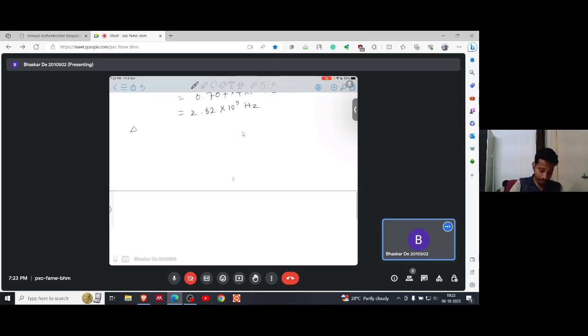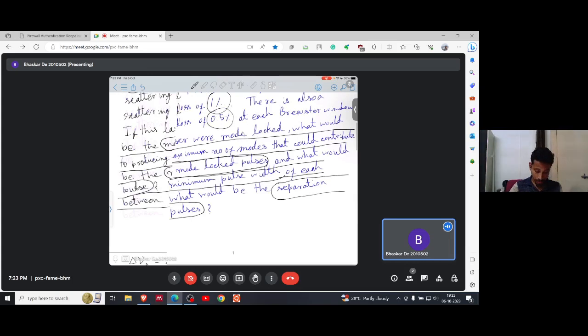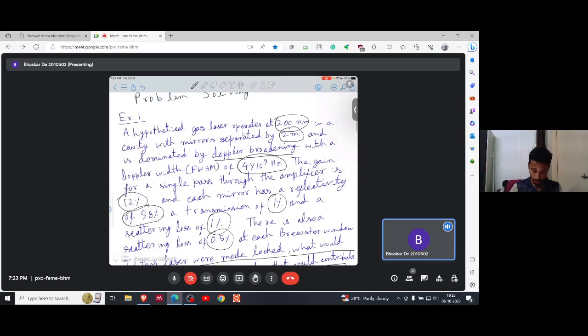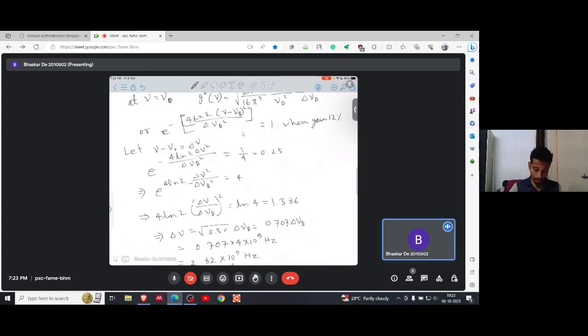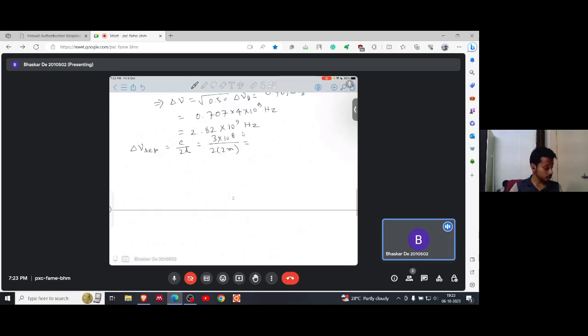Now delta nu shape is c by 2d, which is 3 into 10 to the power 8 by 2 into 2 meter. So the d is 2 meter. So the delta nu shape is 3 into 10 to the power 8 divided by 2 into 2 meter, which will be 7.5 into 10 to the power 7 hertz.